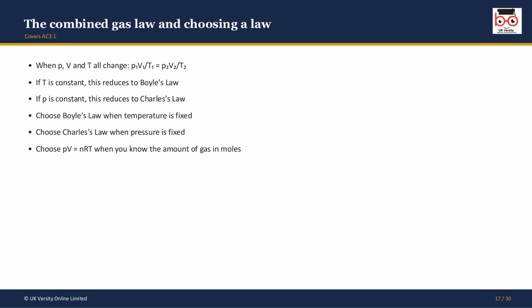Sometimes pressure, volume, and temperature all change at once, and then we use the combined gas law. Pressure 1 times volume 1 over temperature 1 equals pressure 2 times volume 2 over temperature 2. It's rather elegant because it contains the others. Hold the temperature fixed, and it collapses back to Boyle's law. Hold the pressure fixed, and it becomes Charles's law. So in practice, choose Boyle's when temperature is constant, Charles's when pressure is constant, and the ideal gas law, pressure times volume equals nRT, when you actually know the amount of gas in moles.